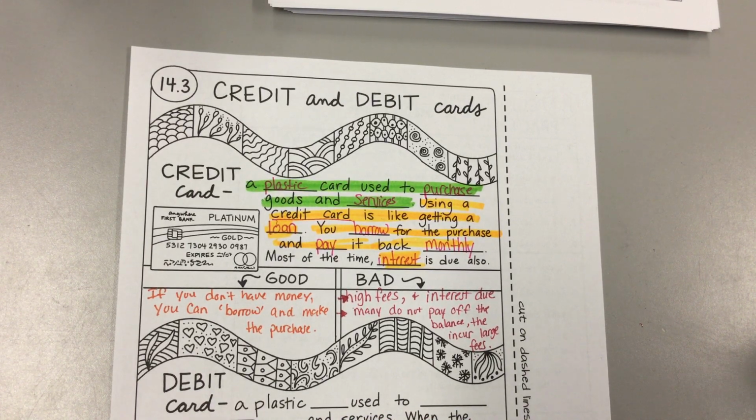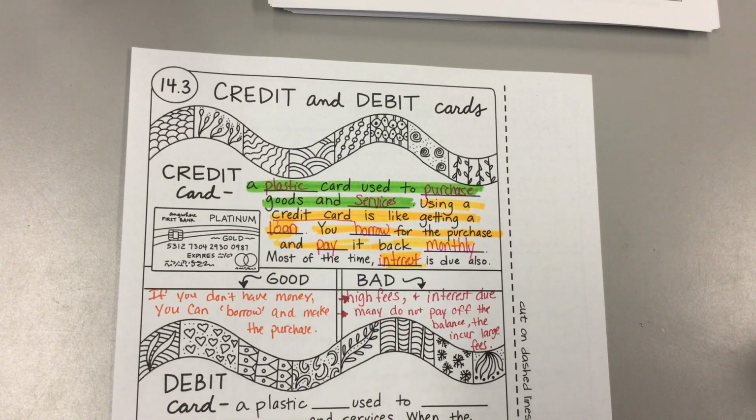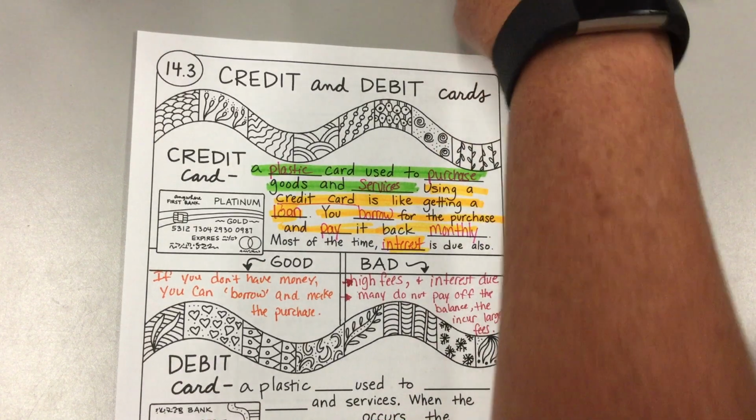So those shoes that you bought for $100, right? 25% of $100 is what? $25. So those $100 shoes are costing you $125. And that's if you pay it off in a month. If you wait a couple of months, those $100 shoes can easily turn into $300 shoes, right? All right, so that's my good and my bad on a credit card, okay?